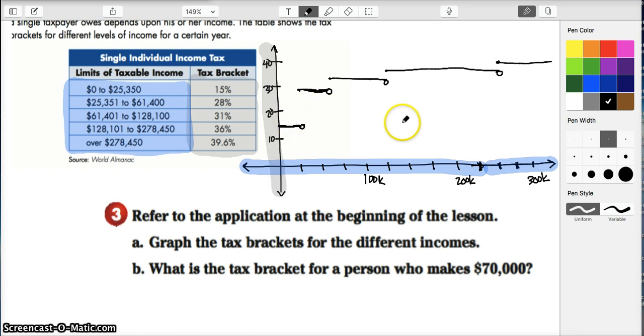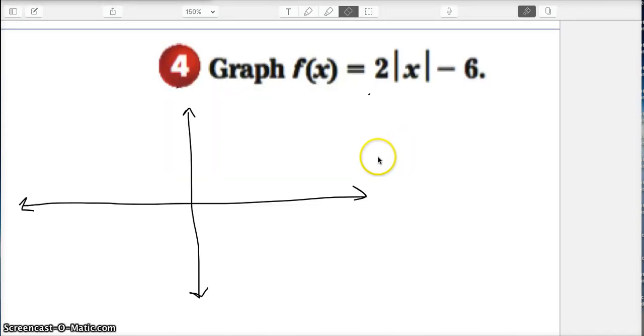So yes, this is a piecewise function because there are different pieces to it, but honestly, this piecewise function is definitely in the category of a step function, as all of the graphs are horizontal and it has steps. They're not evenly spaced out, but they are steps. In example 4, we're going to be graphing an absolute value function.